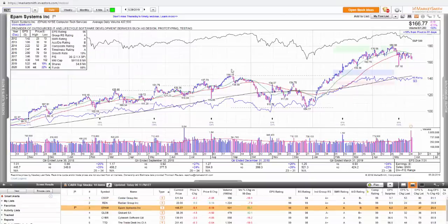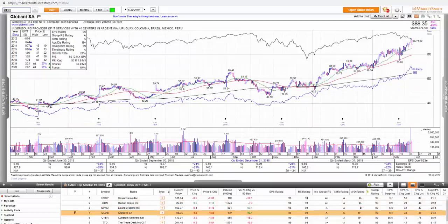EPAM Systems, also looking good considering the market sell-off. This one gave a buy signal back here on the 1st of February at around 145, and it went all the way up to 180 a few weeks later. Nice trade without taking much of a major dip. This is the kind of thing we want to see. Now, the market's been very choppy in the last few weeks, and you can see that choppiness reflected here, but this is nothing like what we're seeing in the overall market.